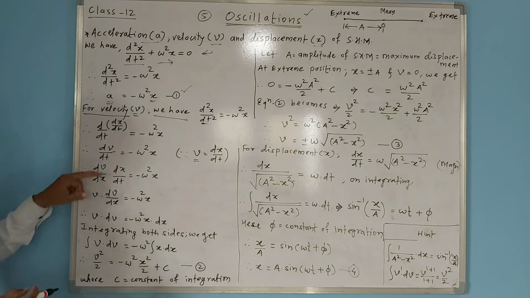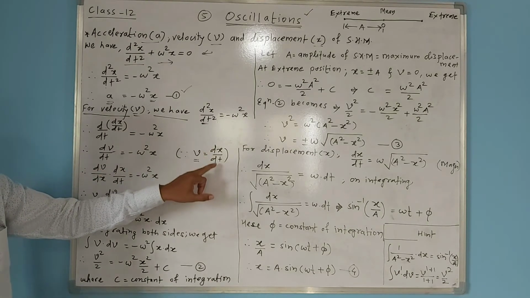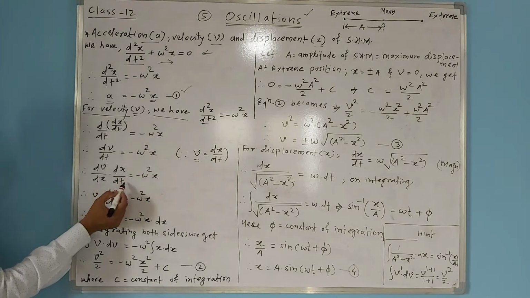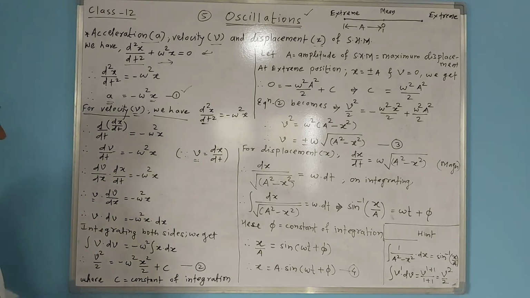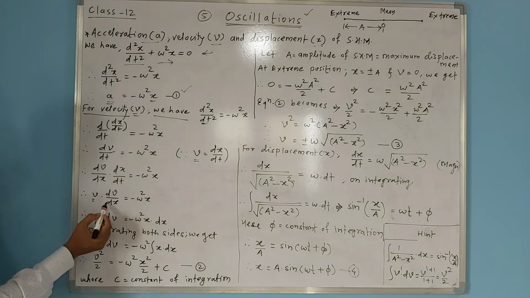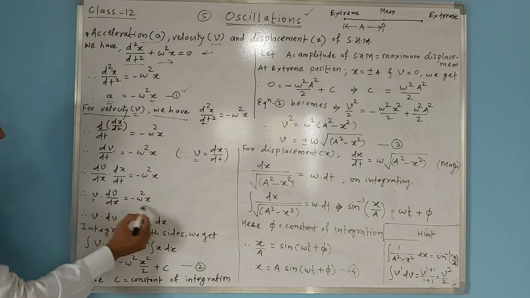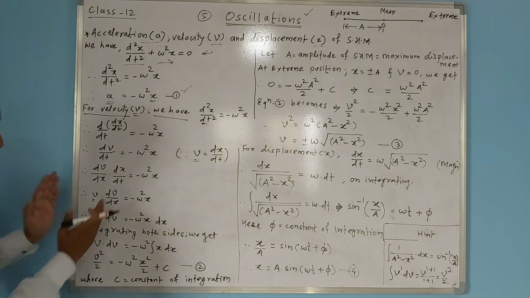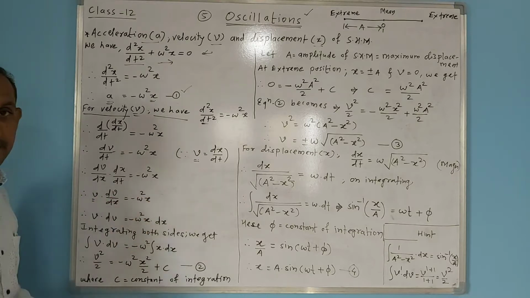Then in the next line, dx by dt means v. So right here dx by dt means v, and then the remaining is dv by dx. The right hand side will be the same. This is the left hand side, and this is the right hand side.